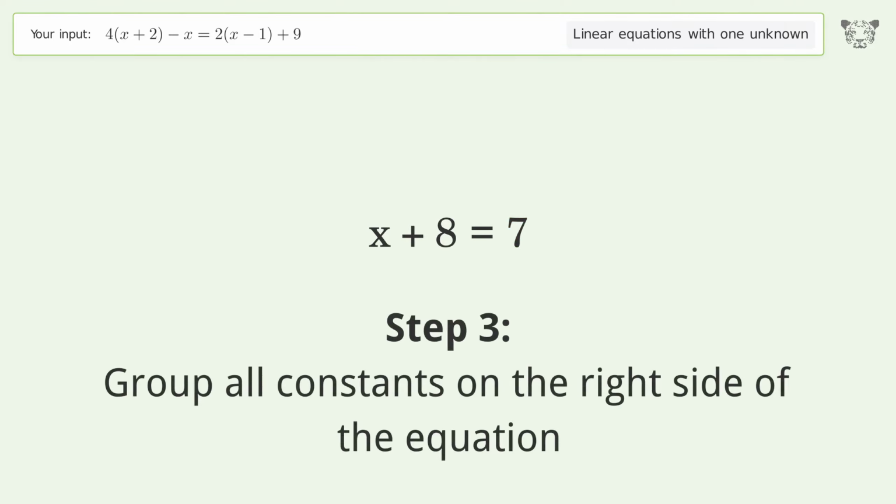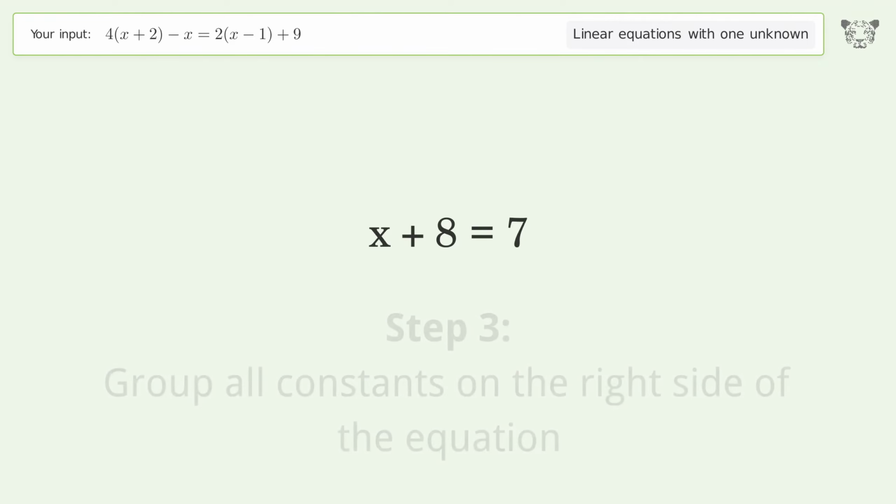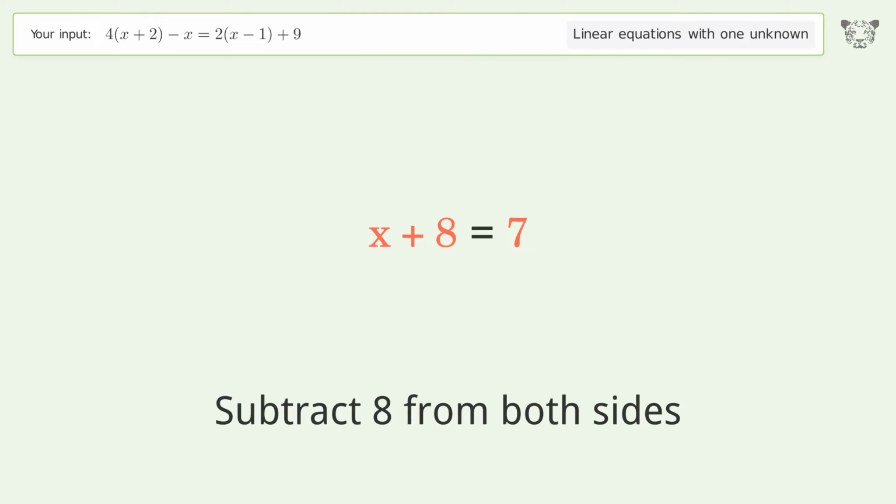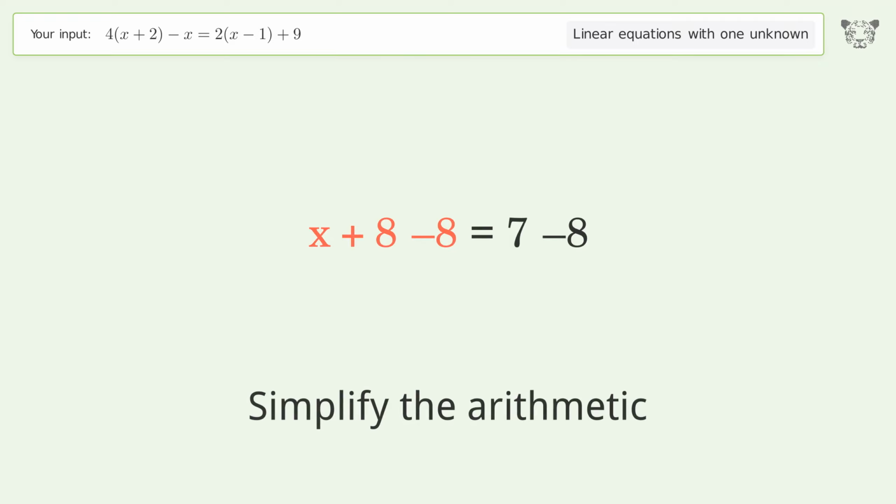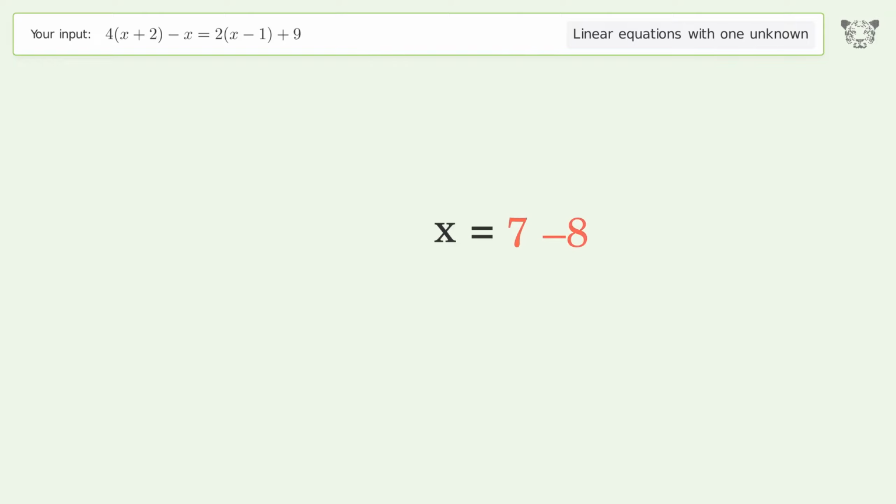Group all constants on the right side of the equation. Subtract 8 from both sides. Simplify the arithmetic. And so the final result is x equals -1.